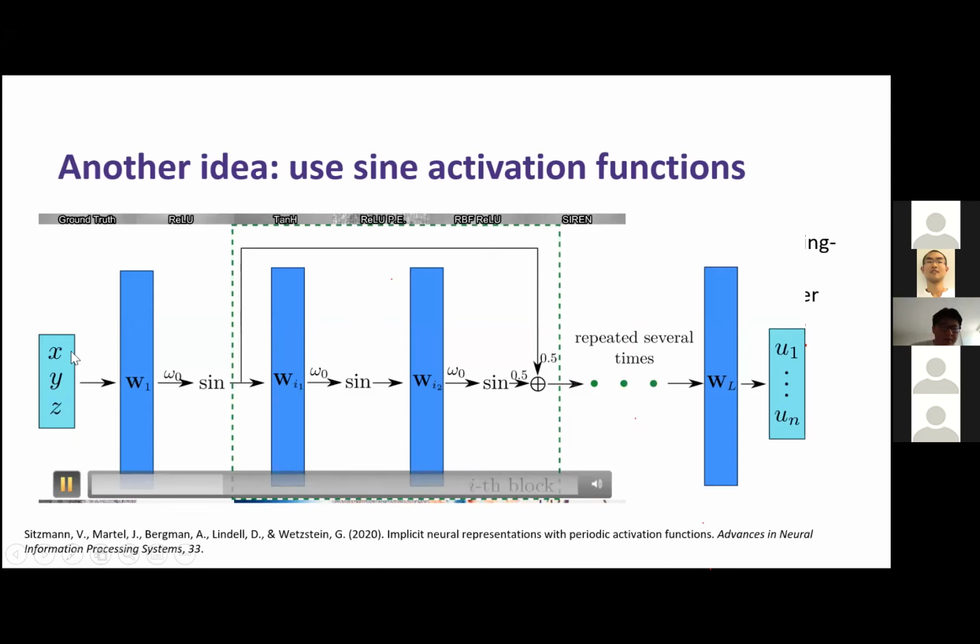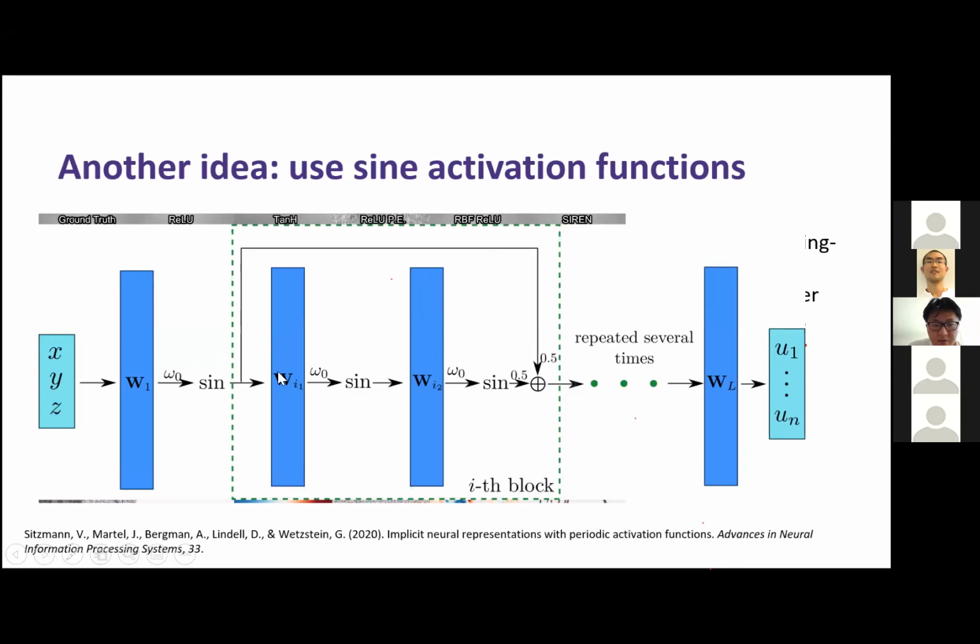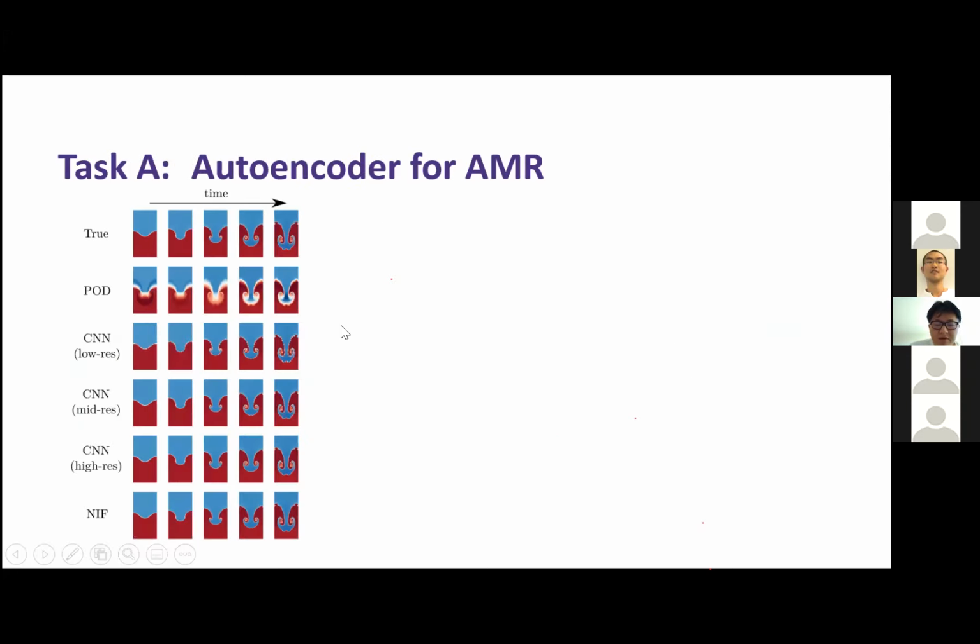We put x, y, z as our input, and we have a linear layer, scaled by a constant factor, which is just 30, and then apply the sine activation function. Then we have a residual block, basically a ResNet-like feature block, not necessarily the original version of ResNet. We repeat this several times and output the final quantity of interest. The first application using our framework is an autoencoder for adaptive mesh refinement.